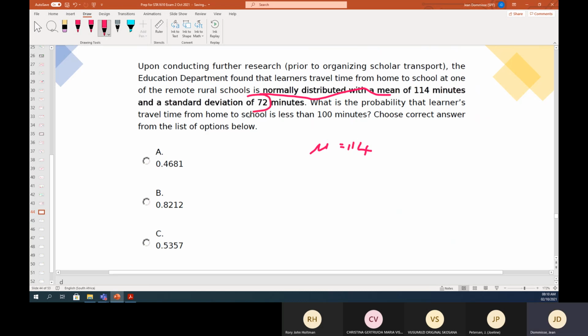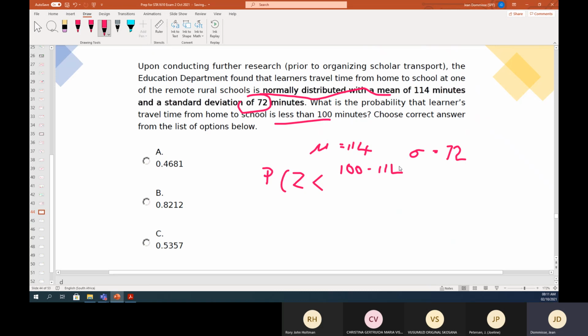Standard deviation 72 minutes. What is the probability that learners' travel time from home to school is less than 100? Okay, so the probability that we need to work out is Z less than 100.